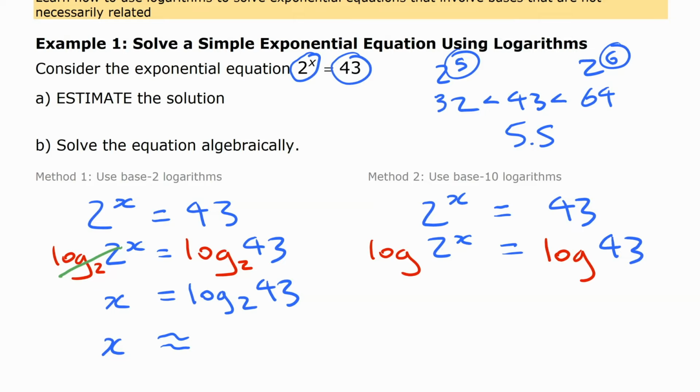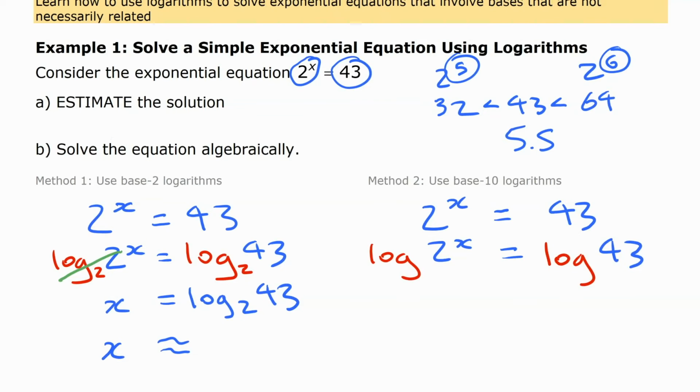Now, this doesn't cancel each other out over here because it's not the same, log base 10 of 2 to the power of. But what you can do is you can use the power rule, and this exponent can go in front, and we can write it as x times log 2 equals log 43.